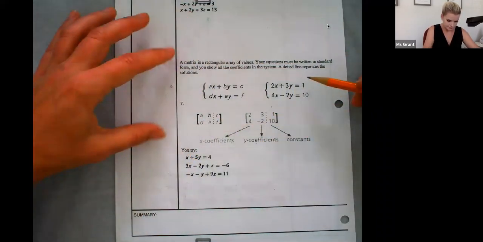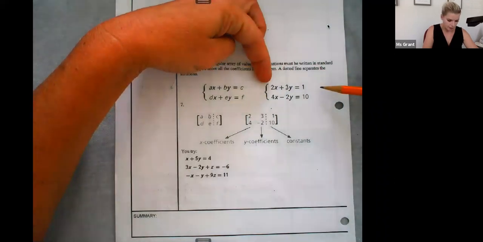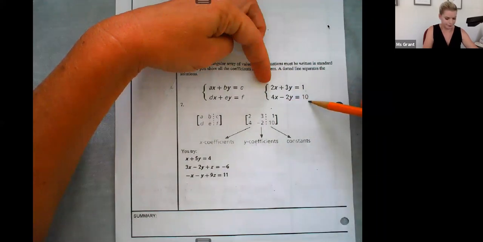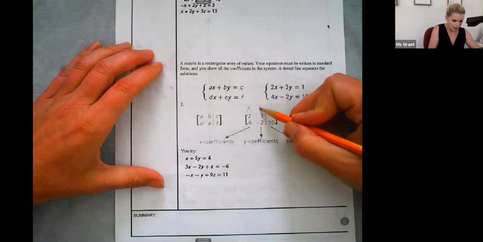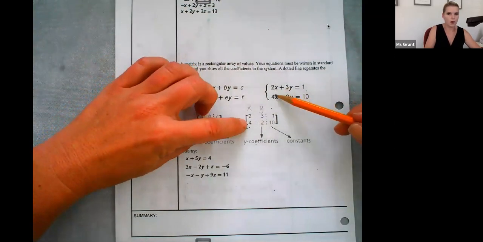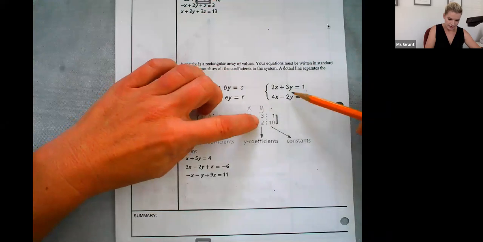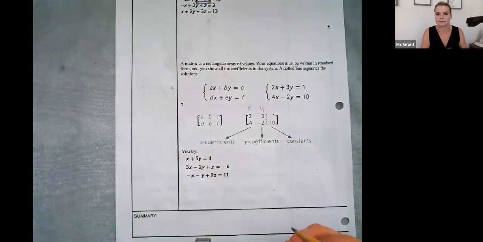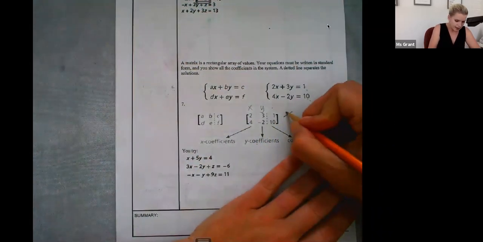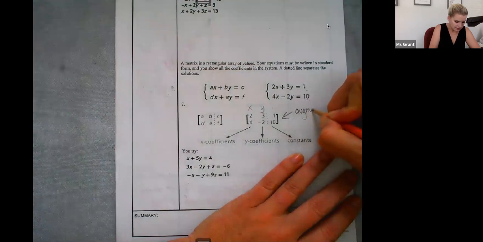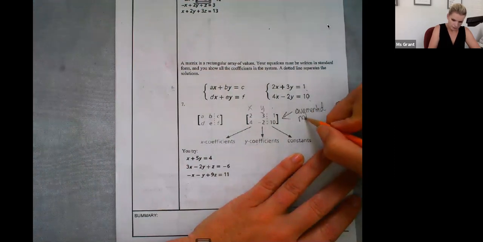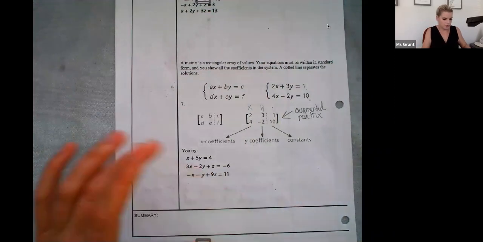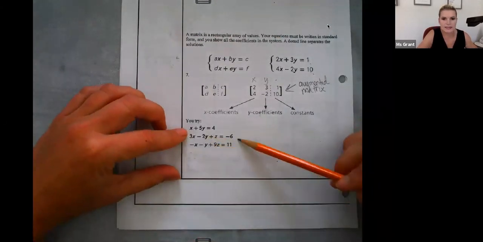If this is my system, the 2 and the 4 and the 3 and the -2 and the 1 and the 10 are all I care about. Here's my X's, here's my Y's. 2, 4, 3, -2, 1, 10. Instead of an equal sign though, I just make this dotted line. So this guy right here, I call an augmented matrix. Okay, it's changed. So the only one I'm giving for you is for you to try putting this in.